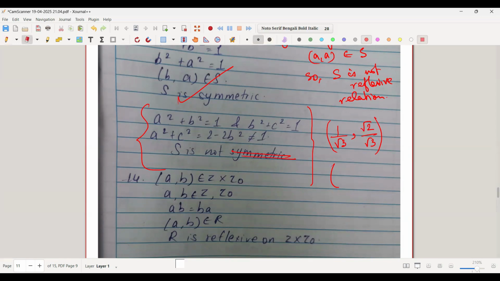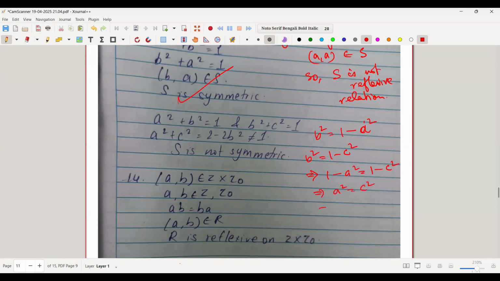Sorry. Here it is transitive because if a square, then what is b square? b square equals 1 minus a square, and here also b square equals 1 minus c square. So 1 minus a square equals 1 minus c square. That implies a square equals c square, that means a equals plus minus c.